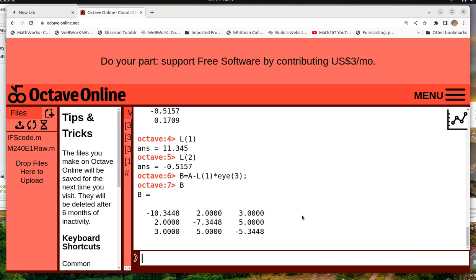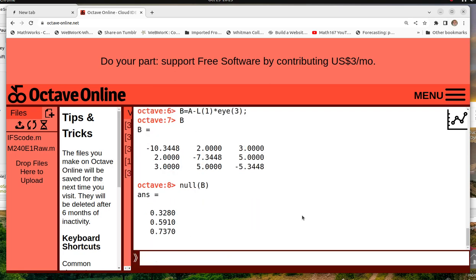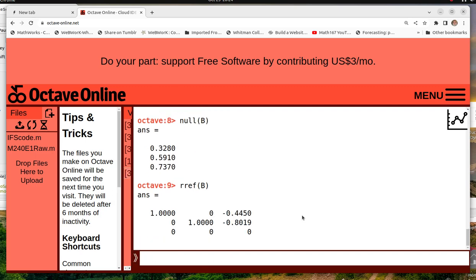Good. Now there are several ways we could do this. We could take the null space of B, and that gives me a vector in the null space. This tells me it's one-dimensional, and that's the basis. Another way is to take the row reduced echelon form of B. Sometimes that's a nice way to do it, because here you see automatically there's one free variable, x3 in this case, and we're writing x1 as 0.445 times x3, x2 as 0.8019 times x3, and then x3 is x3, and then you could write the vector. That's kind of nice.